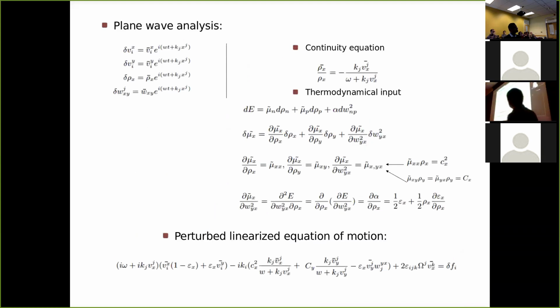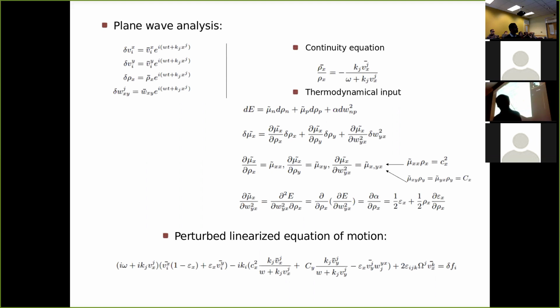And this plane wave analysis is carried out by inserting these quantities. Here we have 6 independent velocities for two components and the perturbation of density. When this is inserted into the continuity equation, we arrive at this form. We also need the thermodynamical inputs, so we treat our system as one at 0 temperature, and it's a homogeneous system. So the energy functional contains the chemical potential and the parts that correspond to the superfluid, this one.